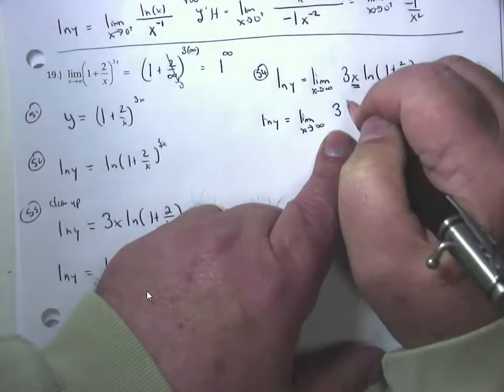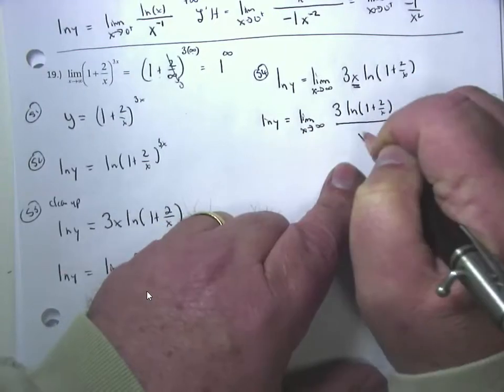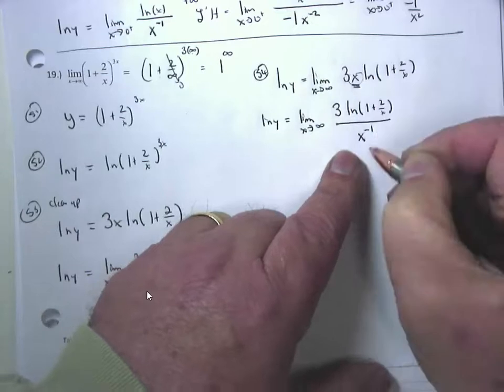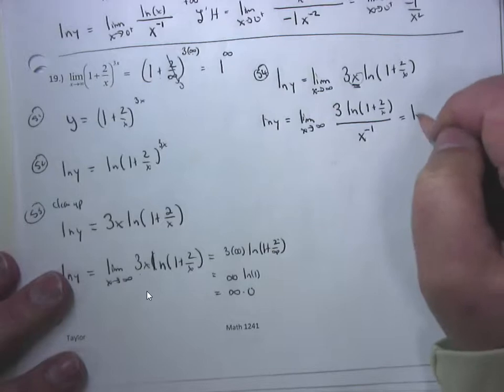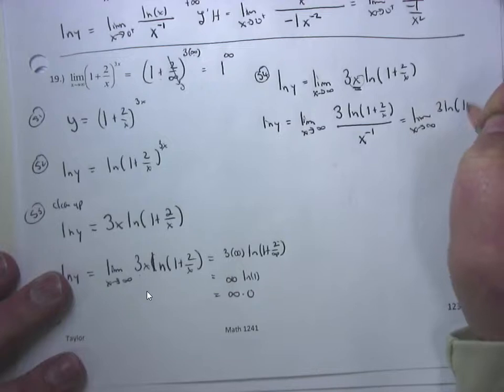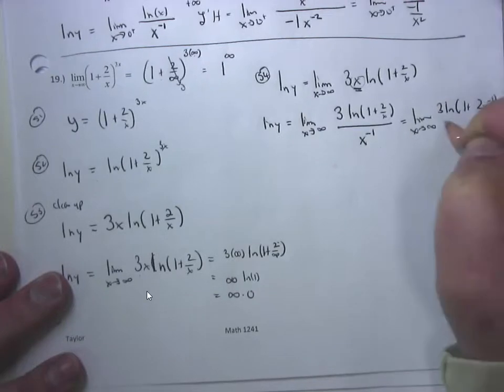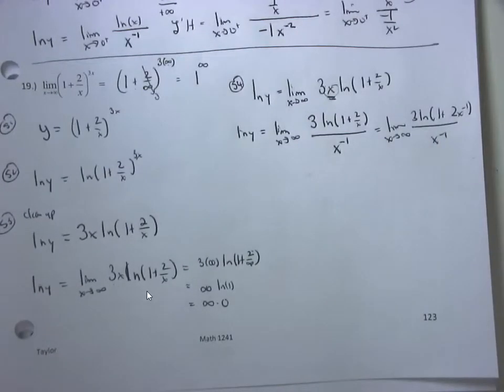So it'll be 3 times the natural log of 1 plus 2 over x divided by x to the negative 1. I'm going to put that x in the denominator and make him have a negative exponent. Now, I'm going to clean them up just for your sake. So this is the limit as x approaches infinity of 3 times the natural log of 1 plus 2x to the negative 1 divided by x to the negative 1. Because I'm going to remember, I'm going to take derivative of the top over derivative of the bottom, and no one likes to take derivative of 2 over x. That's the same thing as 2x to the negative 1.